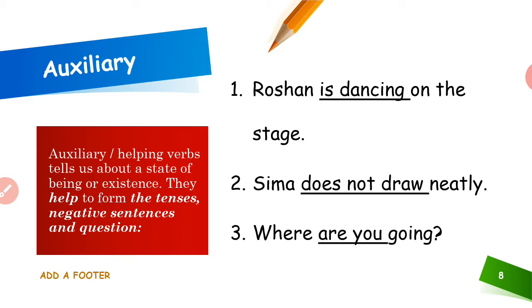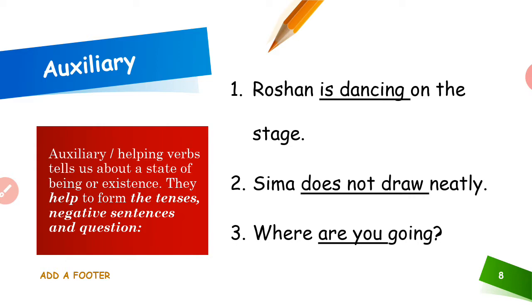Let's see the second part of the verb, auxiliary. Now, auxiliaries are nothing but helping verbs. Auxiliary or helping verbs tell us about a state of being or existence. They help to form the tenses, negative sentences and questions. Auxiliaries help us to know the timing, the state, the positivity or type of sentence, interrogation in the sentences.